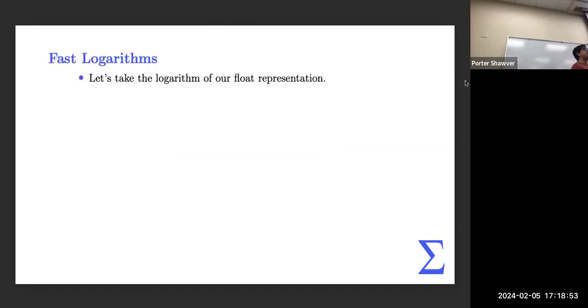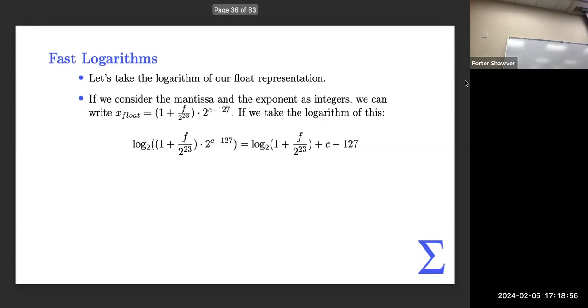So let's take the logarithm of our floating point representation. If we call f and c variables, where f is the mantissa or the fraction bits, and c is the exponent, this is what we get: 1 plus f over 2 to the 23 times 2 to the c minus 127. This is just the floating point representation. Let's take the log of this, thinking of them as distinct ideas. You end up getting this sort of messy thing: log 2 of 1 plus f over 2 to the 23, plus c minus 127.